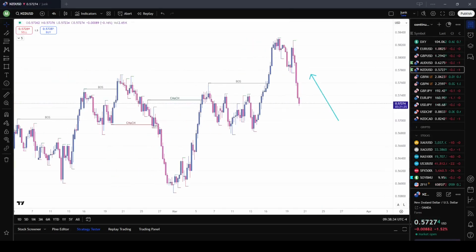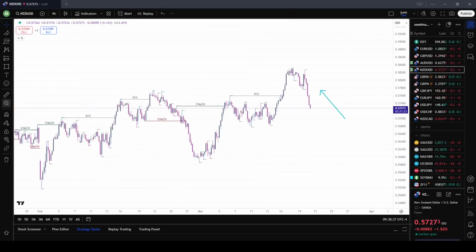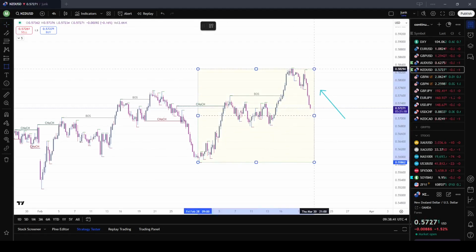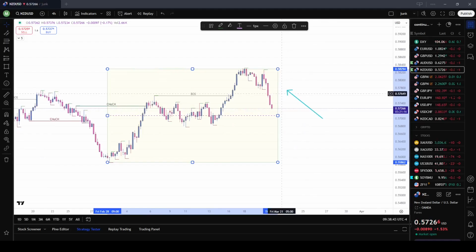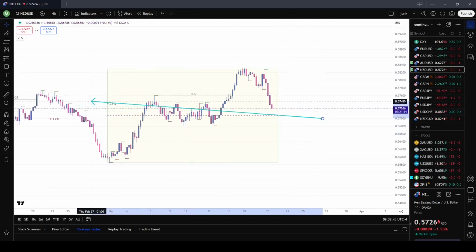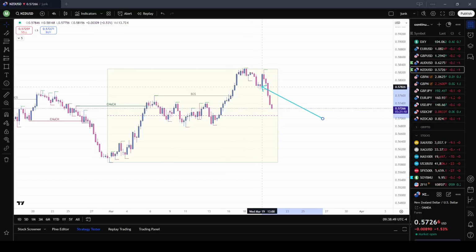NZD USD. I'm gonna map out the current range. Also pulling back, just like with AUD USD. We're making higher highs, higher lows, range, higher highs. Pull back, not as much as AUD USD, but wasn't able to break past the highs of the range.